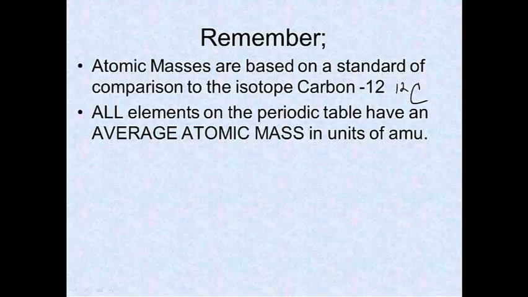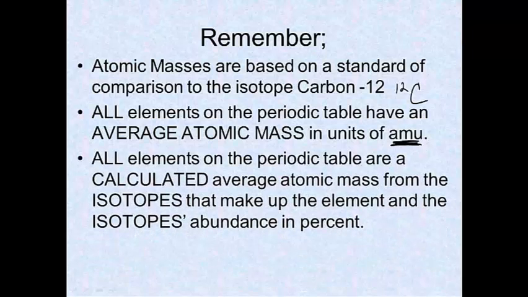All elements on the periodic table have an average atomic mass in units of AMU. AMU is a unit used to indicate a very small amount. It was arbitrarily picked by scientists. All elements on the periodic table are a calculated average. That's why there are decimal places on all the masses on the periodic table for every element. Every element is made up of the isotopes.